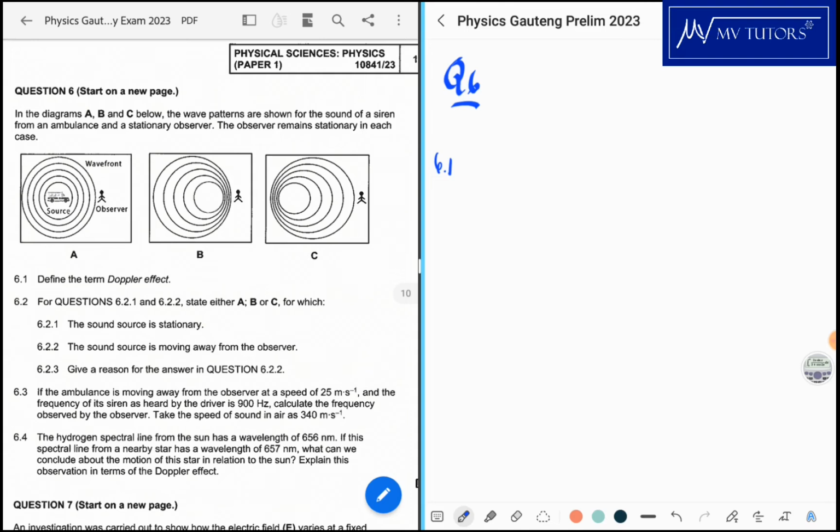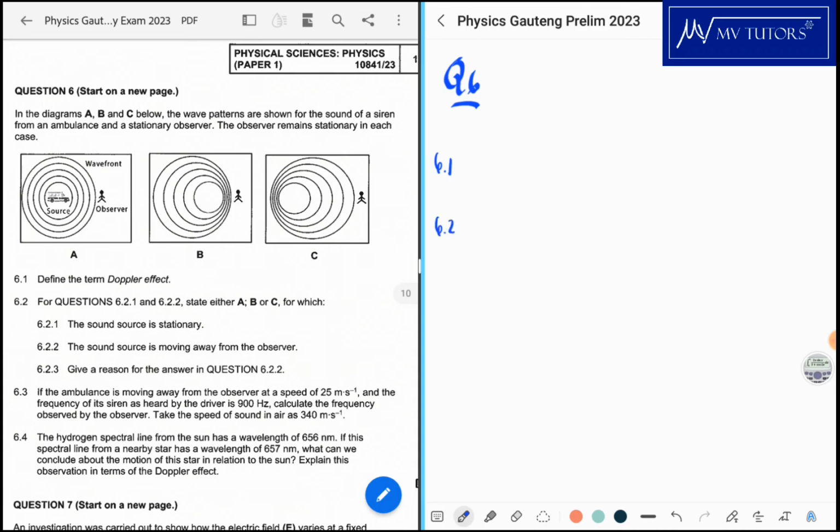So let me wrap it up and say it is the change in frequency of the sound detected by a listener, and that is because the sound source and the listener have different velocities relative to the medium of sound propagation. In this case, the medium would be air. If it was in water, the medium would be water, and so forth. But please make sure you know the definition.